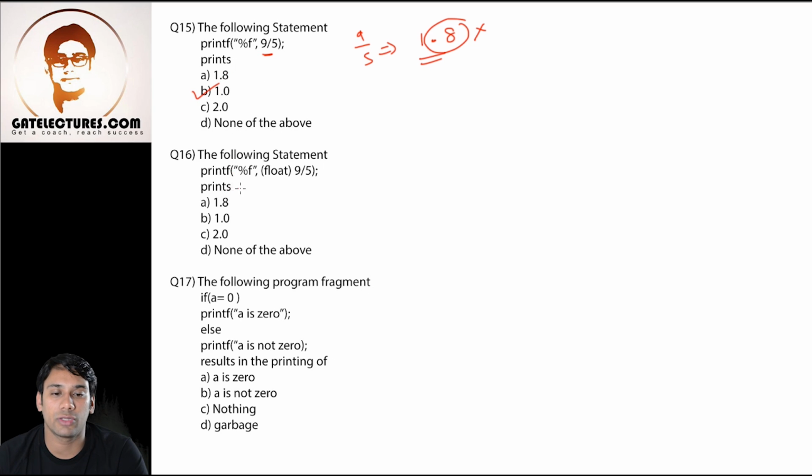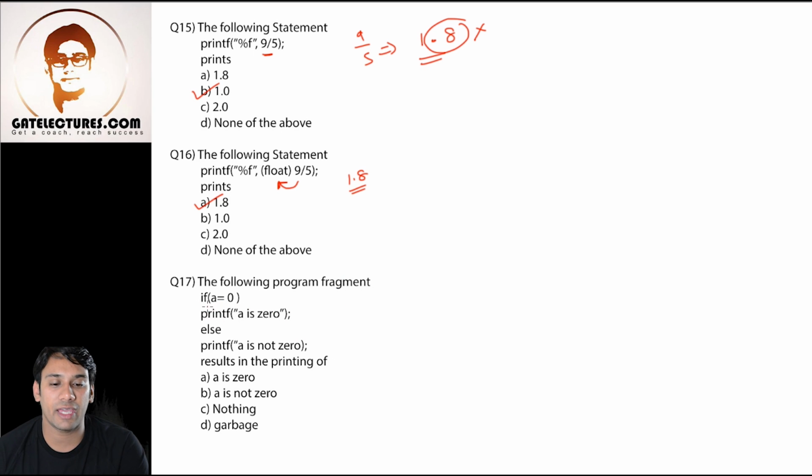In the option C, I am doing a type conversion. That means I am changing the type from integer to float in this case. So it is going to take 9 by 5 as 1.8, as a floating point value. Therefore it is going to print 1.8. Then the next question.